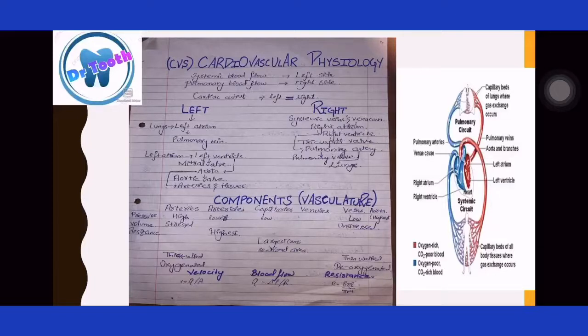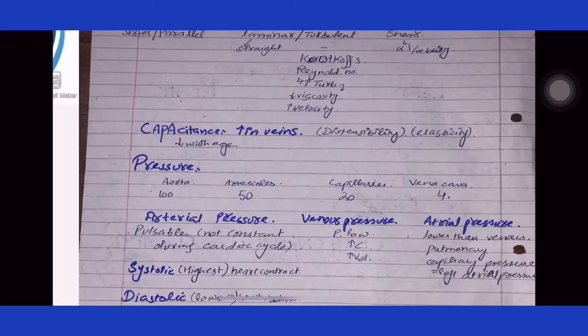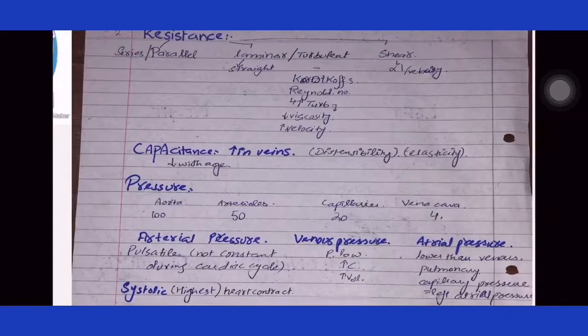Move on to next, we have laminar flow and turbulent flow. Laminar flow is straight lined and turbulent flow is not straight lined. Korotkoff sounds are heard in turbulent flow, are caused by turbulent flow. Reynolds number predicts whether blood flow will be laminar or turbulent. Then increased turbulence decreases viscosity and increases velocity.